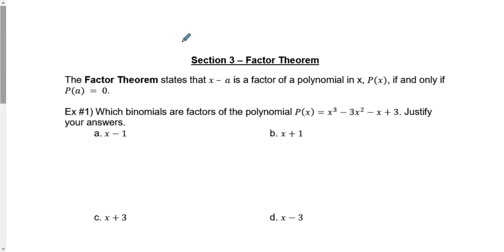And it states that a binomial is a factor of a polynomial if and only if we can put the 0 of that polynomial in and it equals 0. In other words, we're saying the remainder equals 0. So if we can plug that 0 of this in and it comes out as 0, well, we have a factor. So let's check out these ones. Are they going to be factors of x cubed minus 3x squared minus x plus 3?